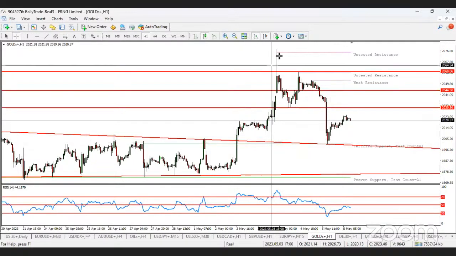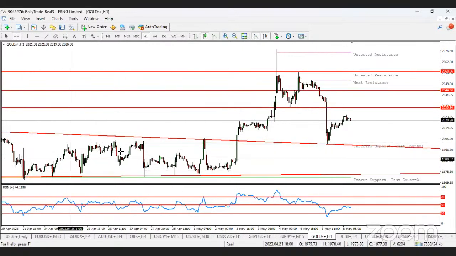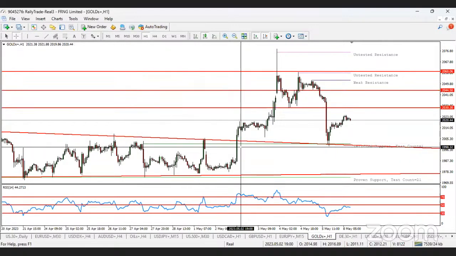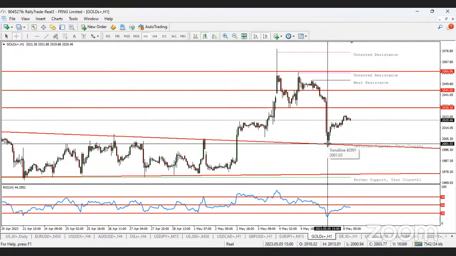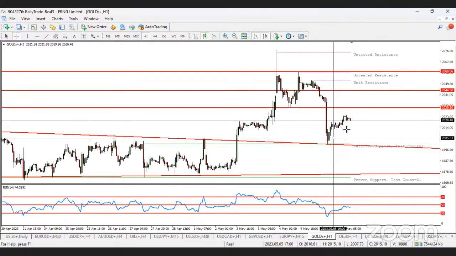The price actually came down after the price broke out of this trend line. Price actually came down to retest this trend line. And when price came down to retest this trend line, it rejected it and it's going up.